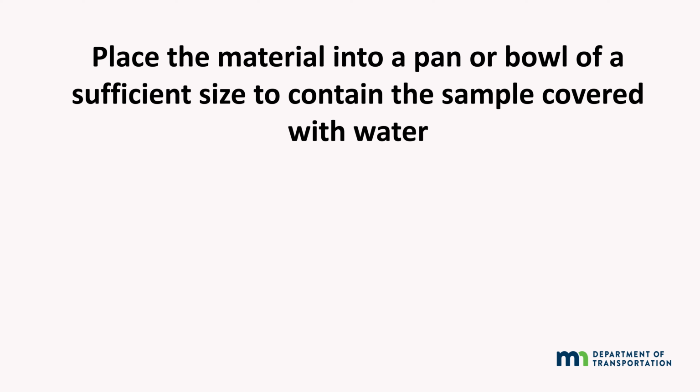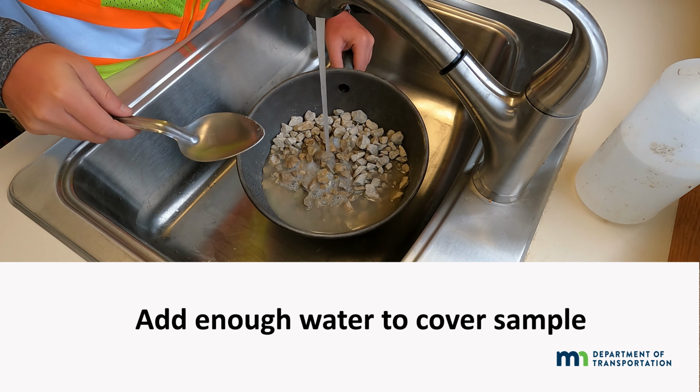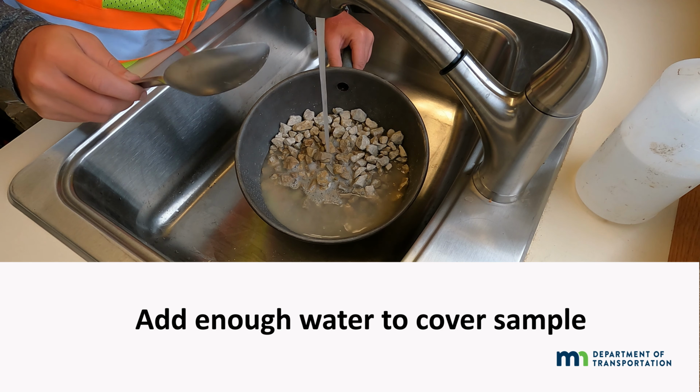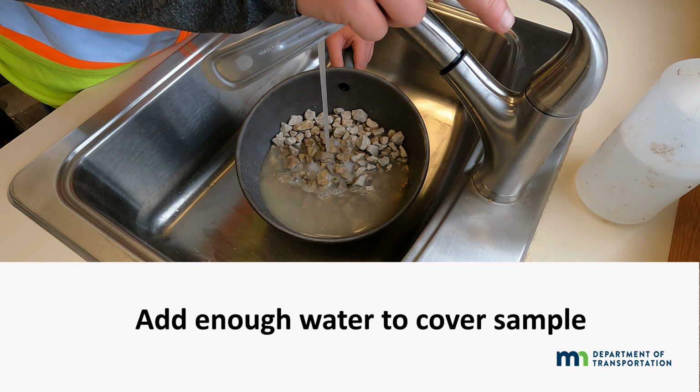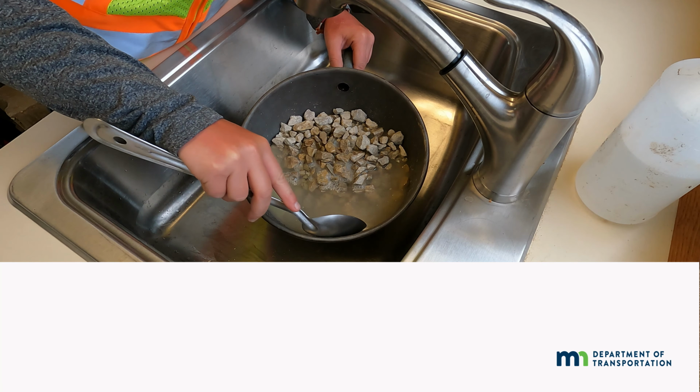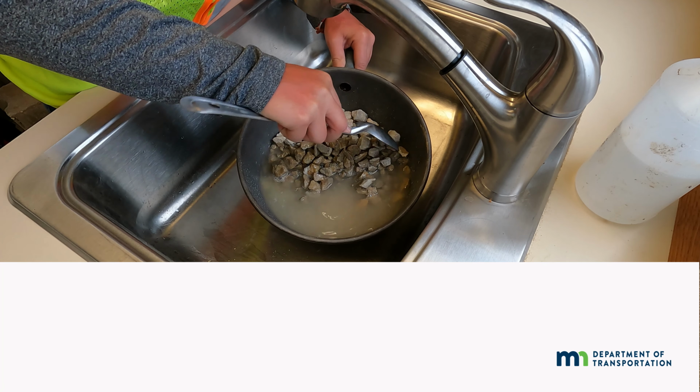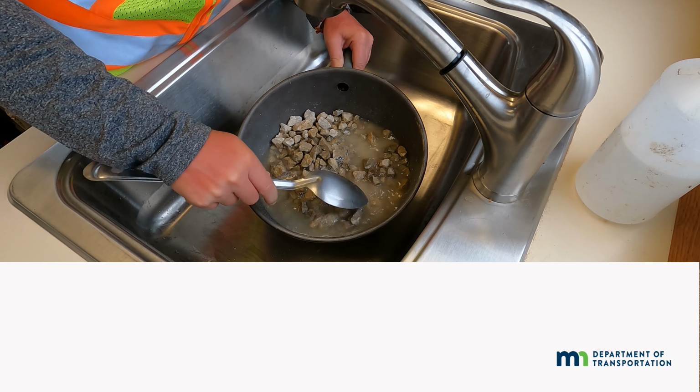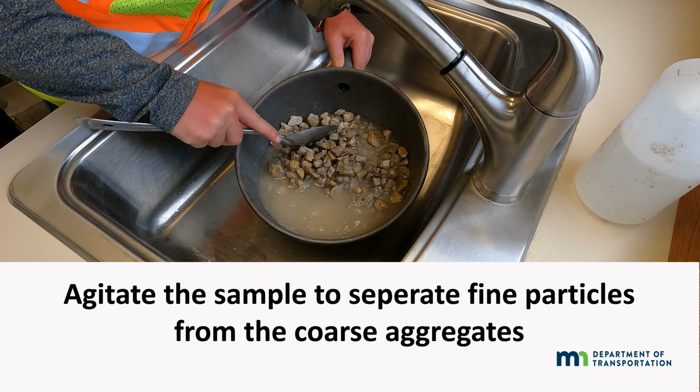Once the material has been dried to a consistent weight to the nearest 0.1 gram, place the material into a pan or bowl of a sufficient size to contain the sample covered with water. Add sufficient water to cover the sample. If necessary, add a detergent, dispersing agent, or other wetting solution to the water to assure a thorough separation of the material finer than the number 200 sieve from the coarser particles.